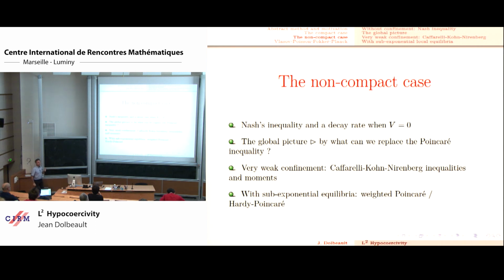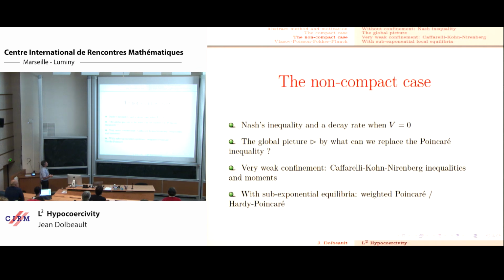So what do I mean by non-compact case? It is the case where I miss one of the two basic assumptions, H1 and H2, which are the Poincare inequalities. So typically, when the external potential is 0, but there are other cases. Okay, so the question is, by what do we replace the Poincare inequality? And I will mention first, well, this case, and this Nash inequality, which is going to play a role.